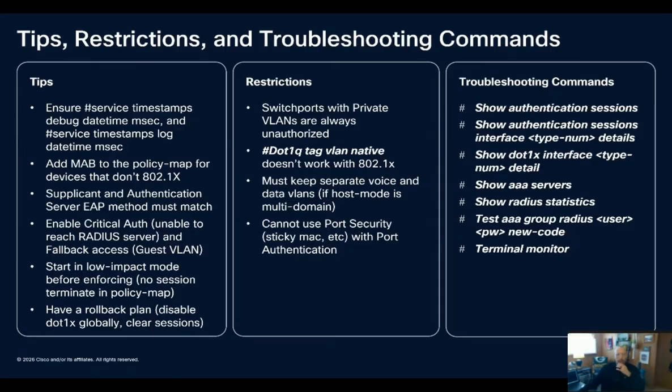Any gotchas or common pitfalls that people run into when they're trying to implement this? Yeah, there are a couple. No private VLANs. They just don't work with the dynamic port authentication. Private VLANs are a way of micro-segmentation within a VLAN. It's basically a VLAN in a VLAN. Another one is don't tag your native traffic. If you have dot1q tag VLAN native, that means that your native traffic will have tags on it, and that doesn't work with the port authentication.